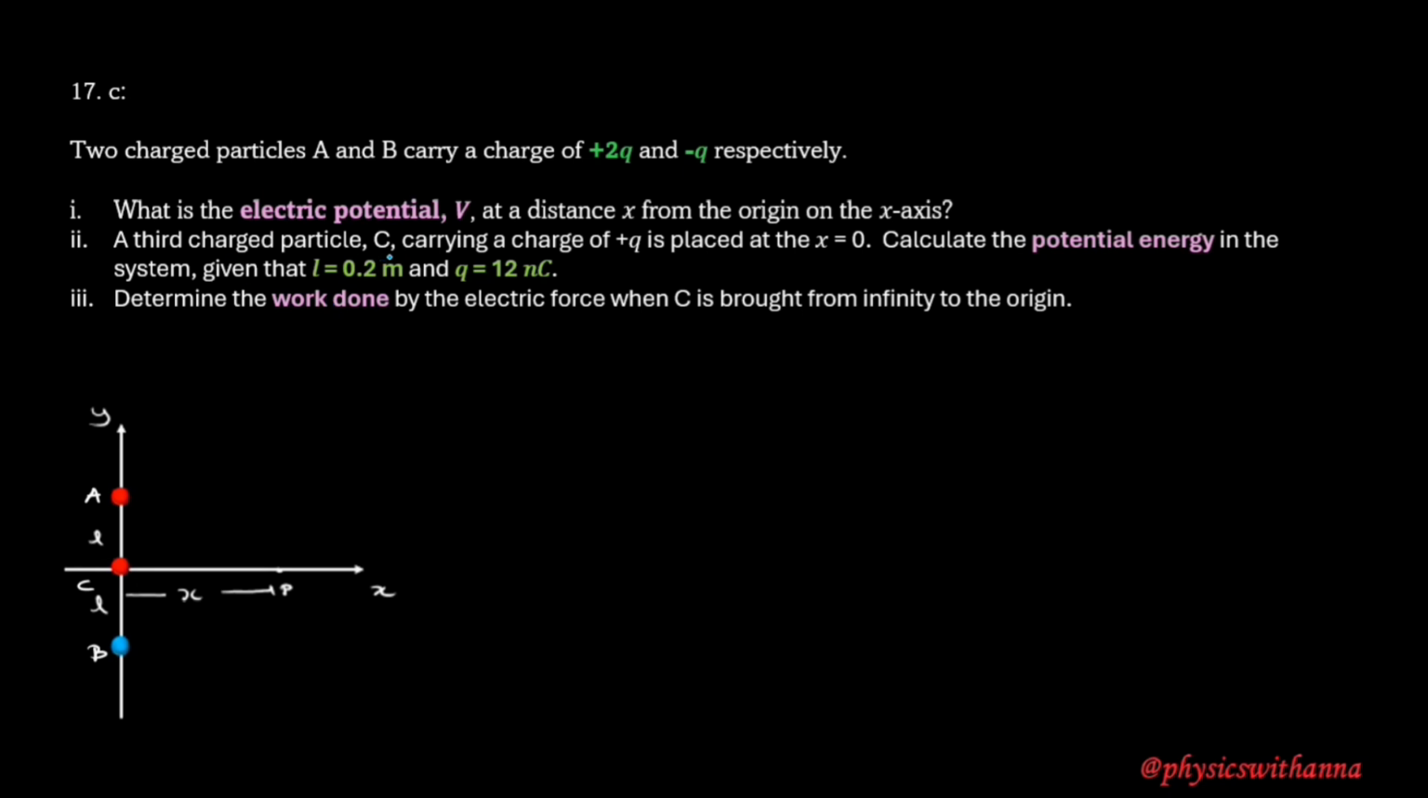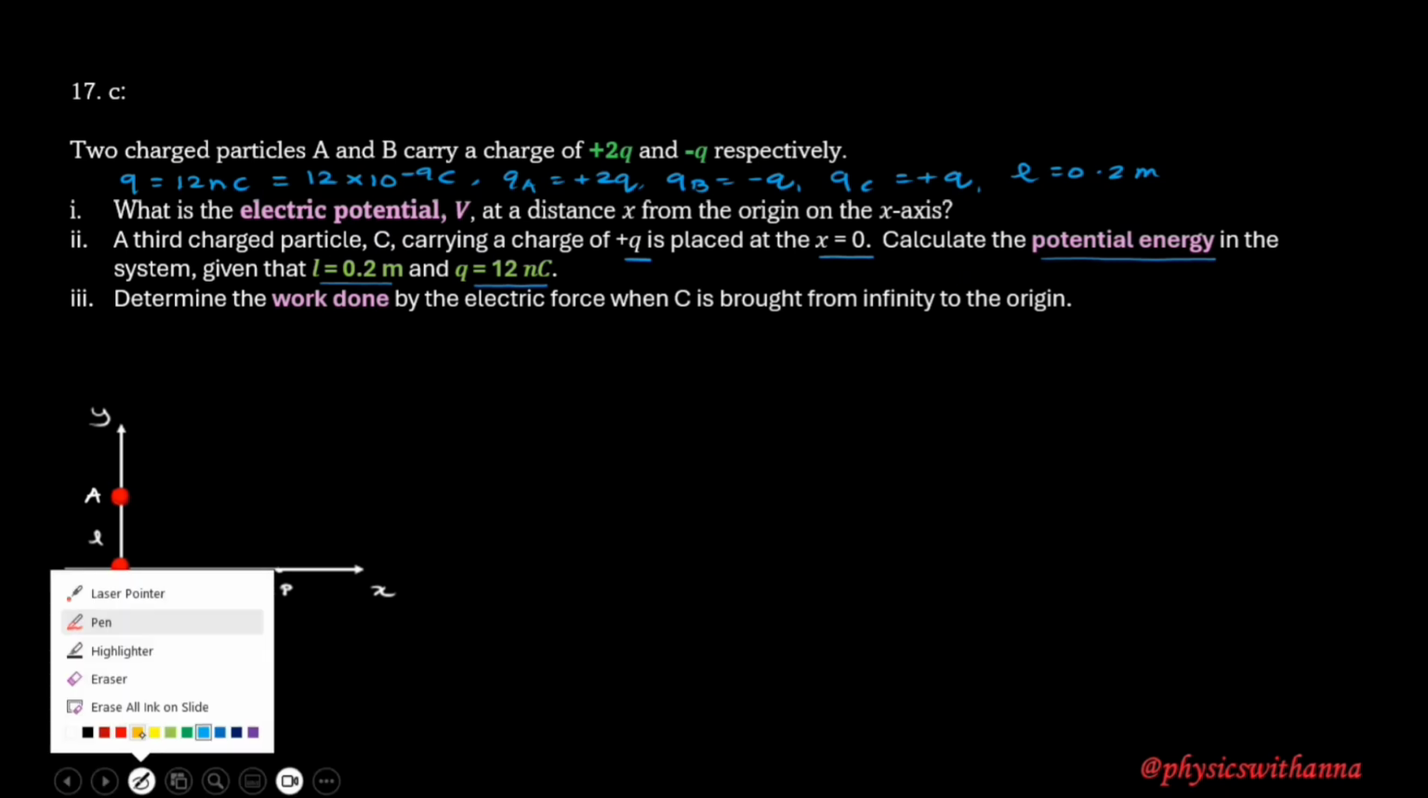Part 2 of the question. A third charged particle C carrying a charge of positive Q is placed at x equals 0. Calculate the potential energy in the system given that L equals 0.2 meter and q equals 12 nanocoulomb. So here we have the charge q equal to 12 nanocoulomb, which is 12 times 10 to the power negative 9 coulomb. QA is positive 2q, QB is negative q, and QC is positive q. The distance L is 0.2 meter, and we need to find the potential energy of the system.